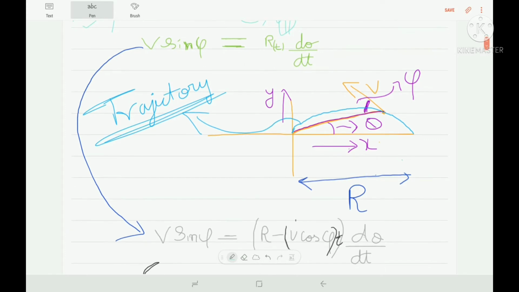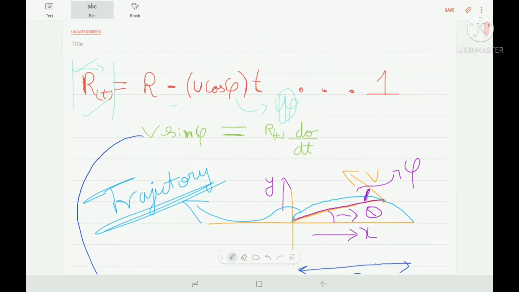Now let's get going with the radial velocity part. We can safely assume that for a small interval dt, v cos(phi) dt would be negligible in comparison to r naught, and hence its variation can be neglected with respect to r. So this whole thing can be assumed to be constant for an interval of dt. Remember that dt is very small.